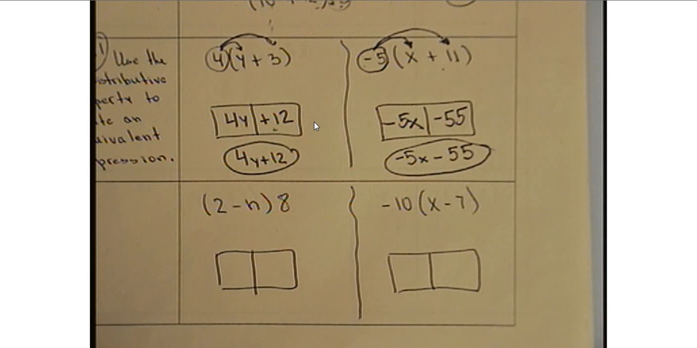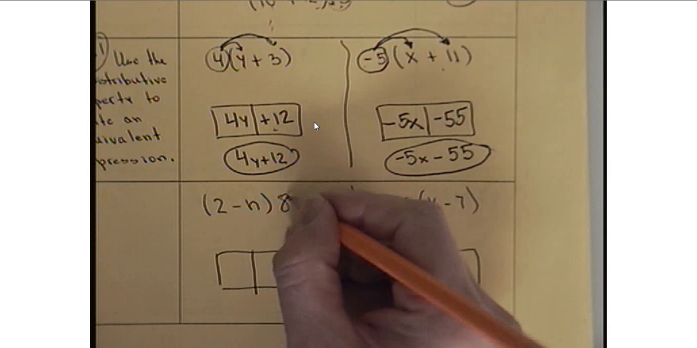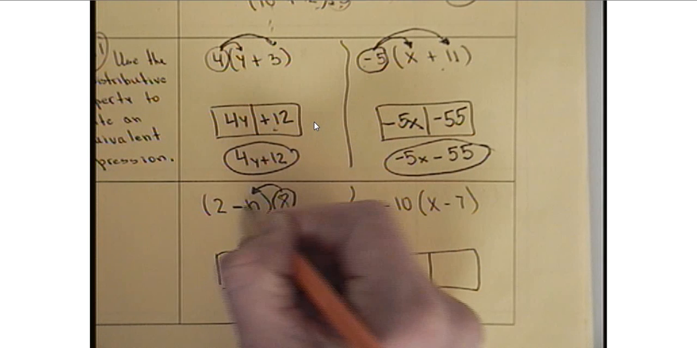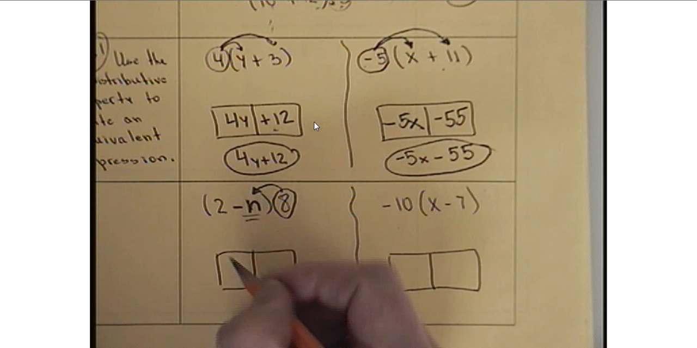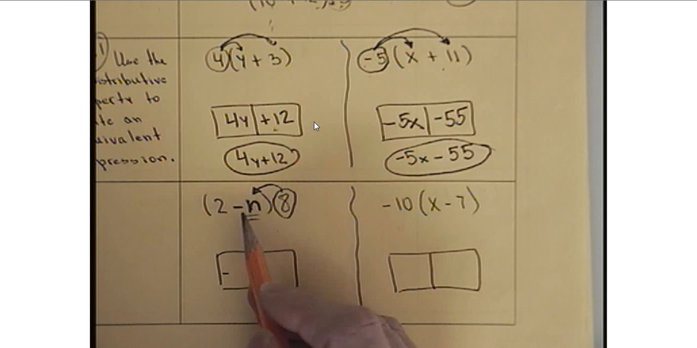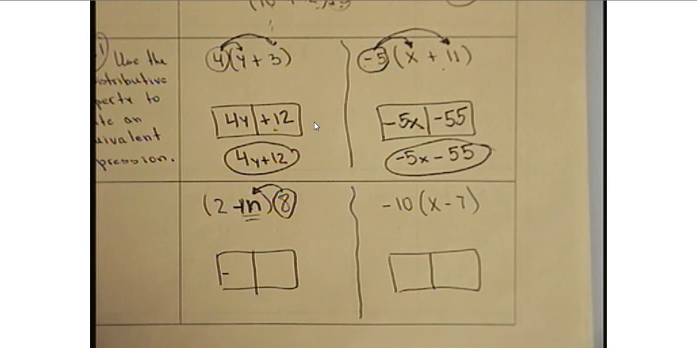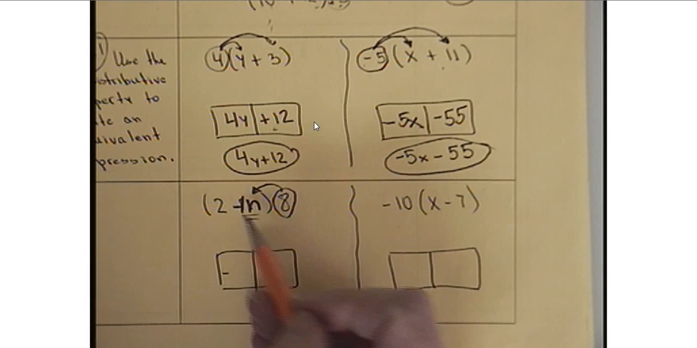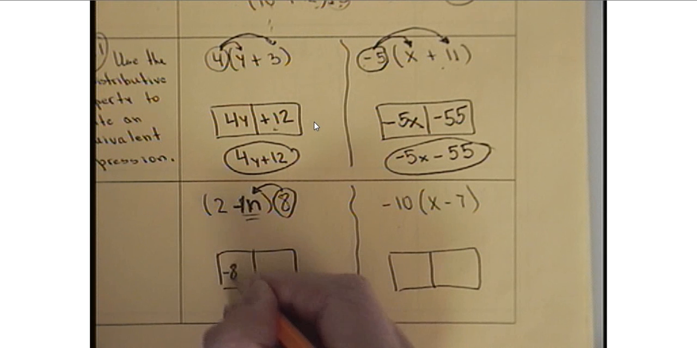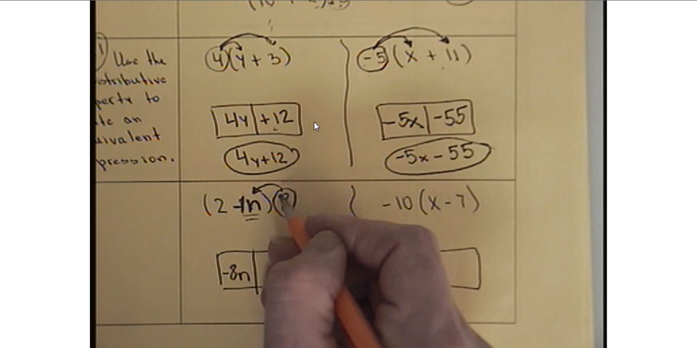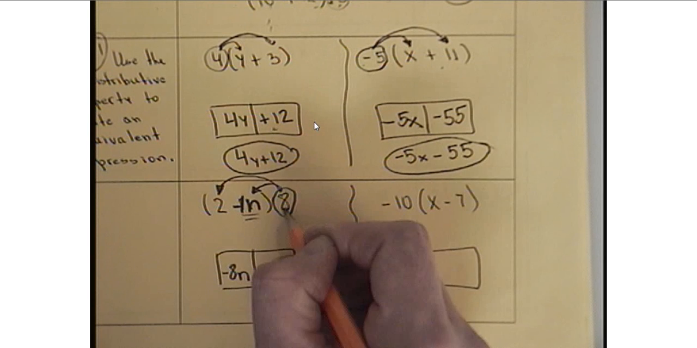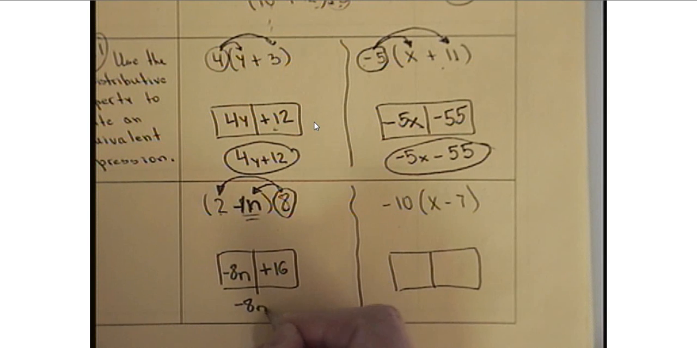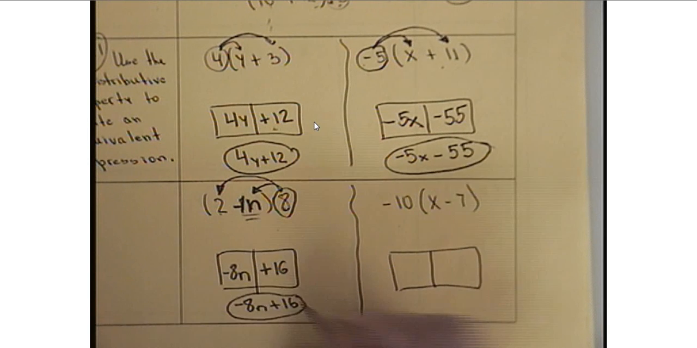All right, so if you're done, let's go ahead and check. Well, this number is outside, so we multiply positive 8 with negative n. Negative n is the same as negative 1n, right? Remember, if we don't have a number in front of the variable, it means it's 1. Negative 1 times 8 is negative 8n. And then we multiply 8 times 2, which will be plus 16. So negative 8n plus 16 is my final answer here.